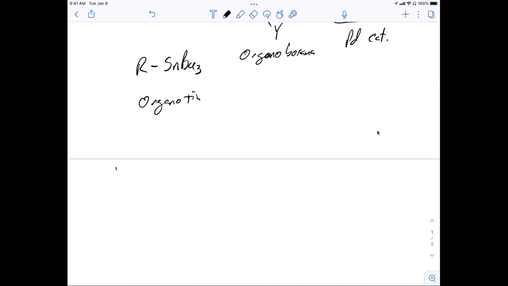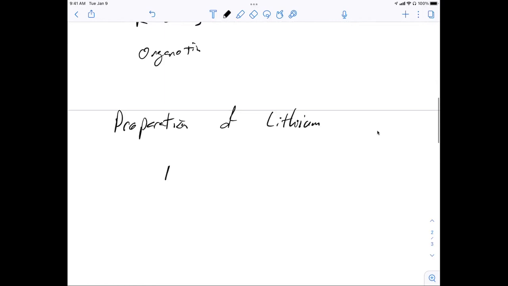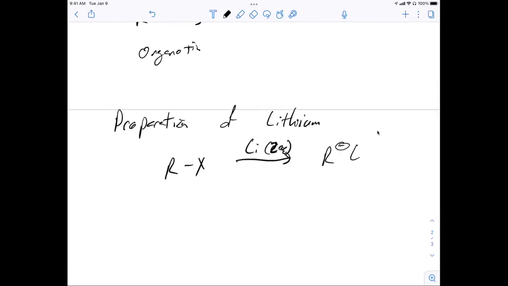The preparation of the lithium reagent: we take at least 2 equivalents of lithium metal. I like to put the plus. The book doesn't show it with the minus and the plus.